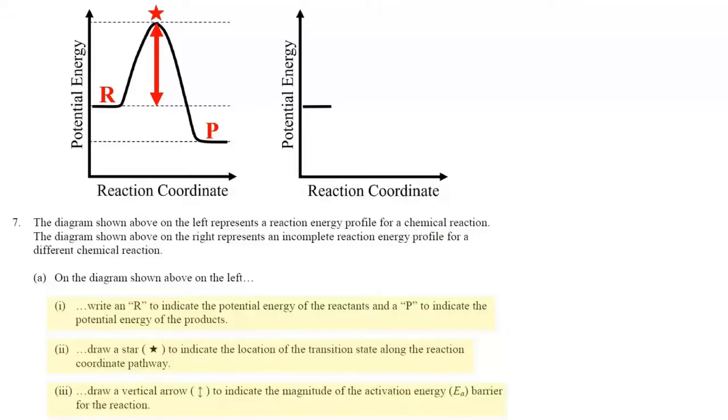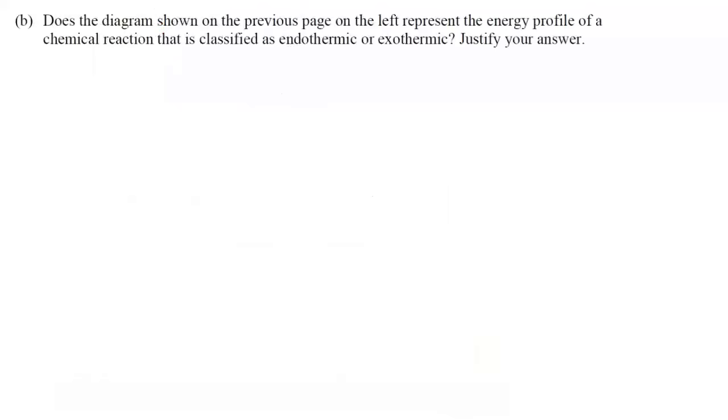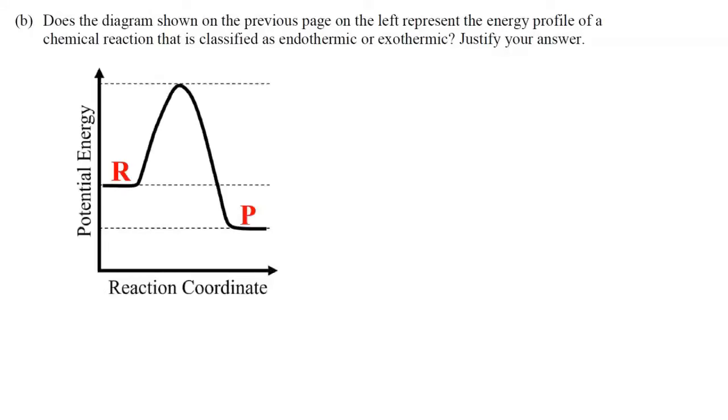Now let's move on to part B. Does the diagram shown on the previous page on the left represent the energy profile of a chemical reaction that is classified as endothermic or exothermic? Justify your answer. So you might not know whether this is an endothermic or an exothermic reaction, but here's how you can figure it out. Compare the relative energy of the reactants and the products.